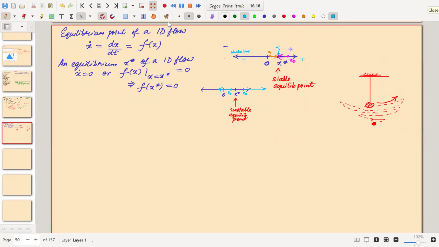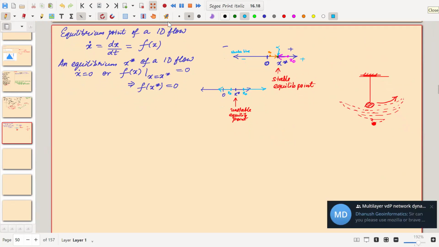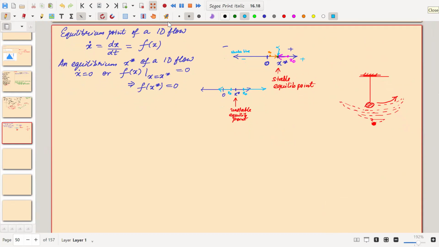Otherwise, I can just tell you the condition. Do you want the derivation of how to reach a condition for a stable equilibrium point? Then I can show it. If you don't want it, I can just tell you the condition. It will take just 5 minutes, an easy derivation, nothing else.